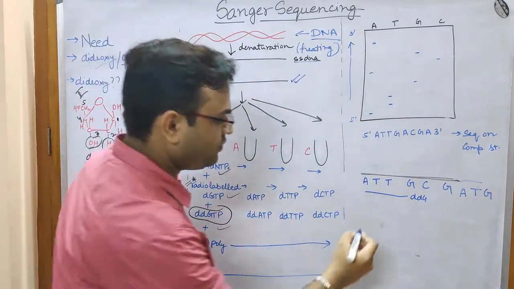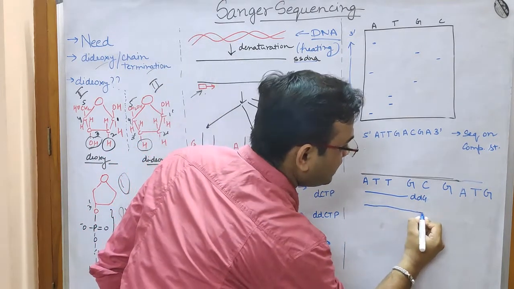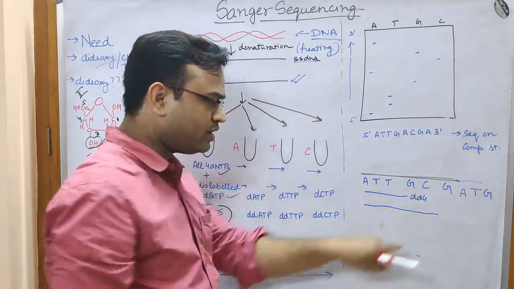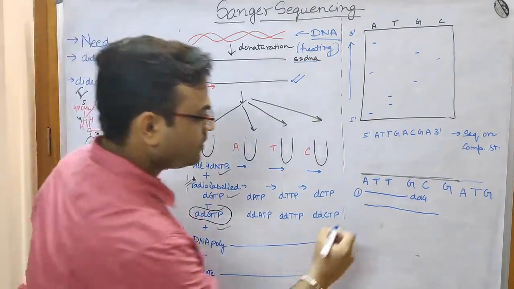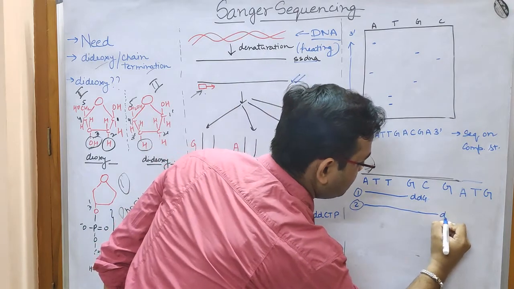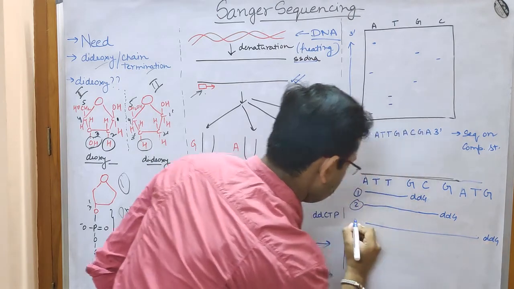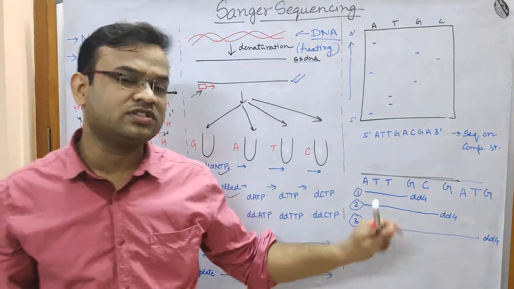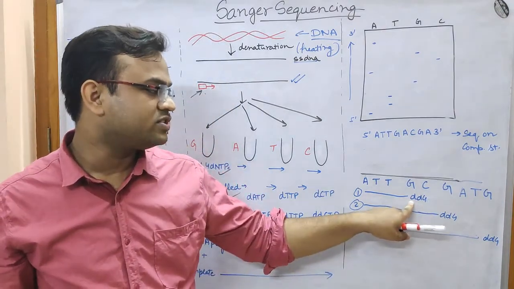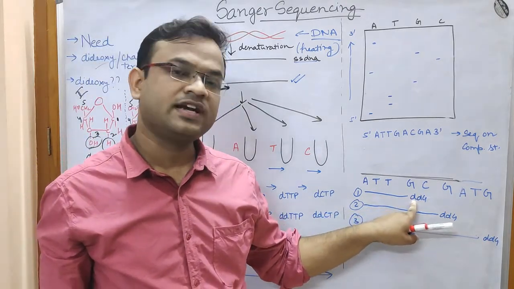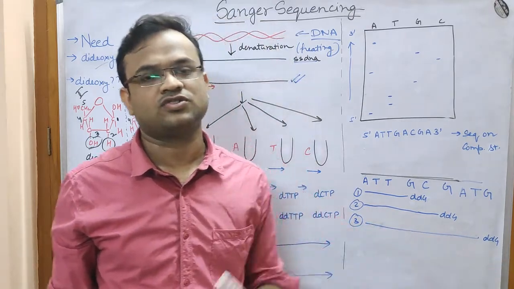Let us consider another scenario. This is another G. Suppose in the first tube, you would get this fragment also, this fragment also, and this fragment also. You would get all of the 3 fragments. Why? Because there is a chance that dideoxy version of this guanine can join over here and stop the chain, can join over here and stop the chain, and can join over here and stop the chain.